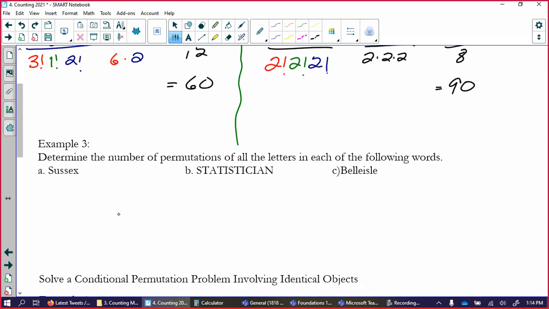These are kind of the traditional things. Determine the number of permutations of all of the letters in the following words. Well, the real traditional one is Mississippi. There's 1, 2, 3, 4, 5, 6 letters in Sussex. 6 factorial. The S's repeat, even though we're not going to take into account that that's a capital and those are lowercase. It would be 3 factorial.